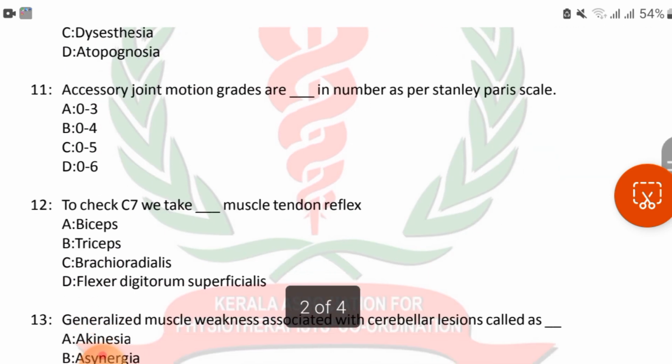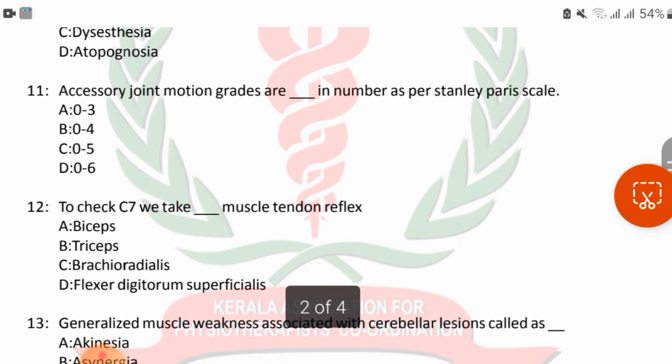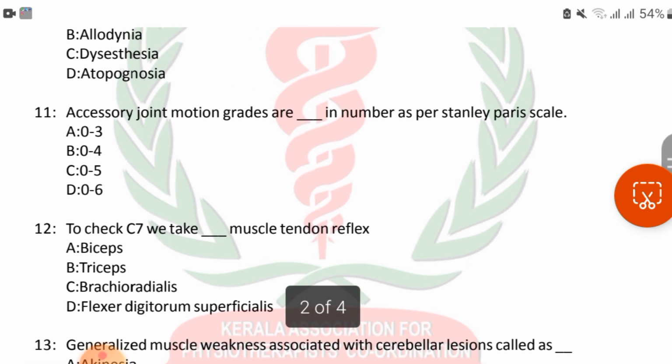Let's move towards the next MCQ. Accessory joint motion grades are dash in number as per the Stanley Paris scale. As per the Stanley Paris scale, how many joint motion grades are there? Option A is 0 to 3, option B is 0 to 4, option C is 0 to 5, and option D is 0 to 6. So the correct option for MCQ number 11 is option D, 0 to 6.